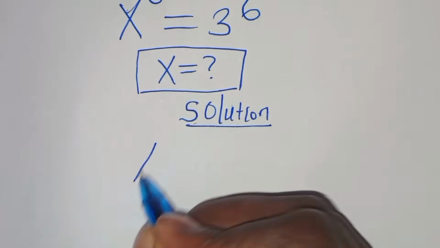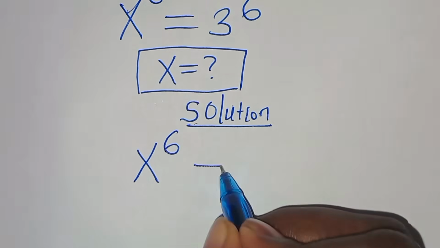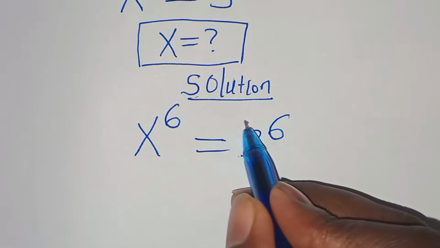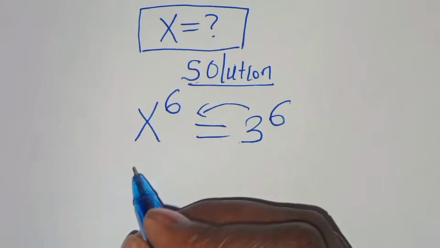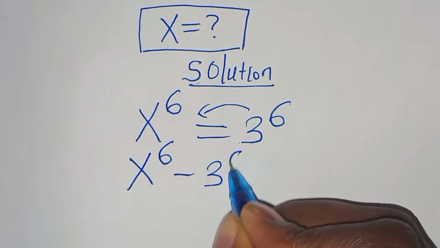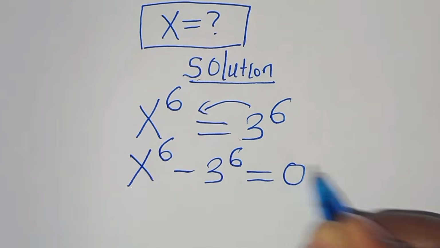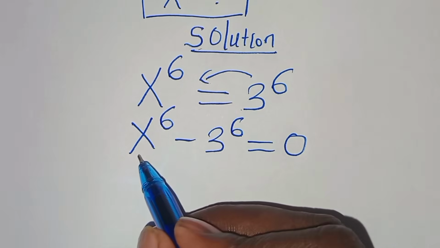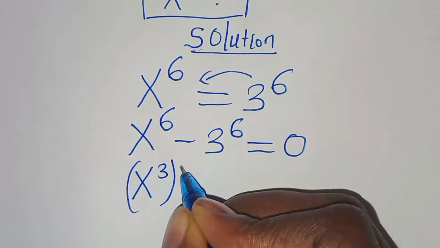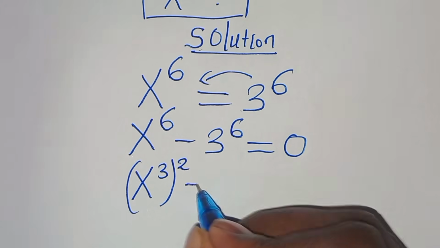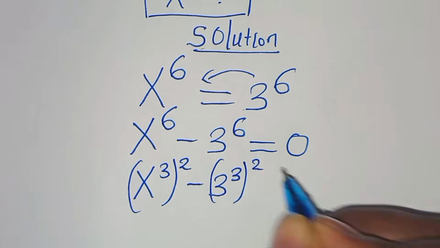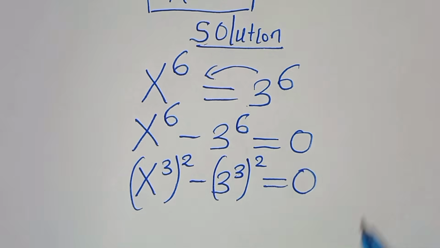So we have x to the power of 6 equal to 3 to the power of 6. Let's take 3 to the power of 6 to the left hand side, so that we have x to the power of 6 minus 3 to the power of 6 equal to 0. We can express x to the power of 6 as x to the power of 3 raised to the power of 2, minus 3 to the power of 3 raised to the power of 2, equal to 0.